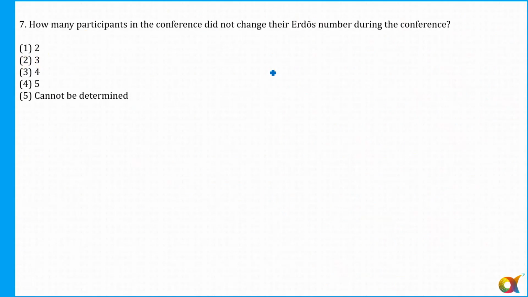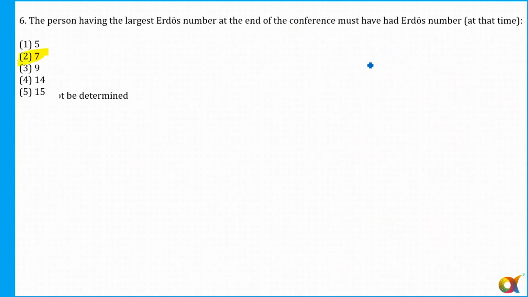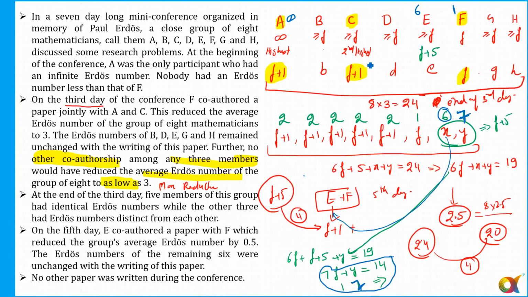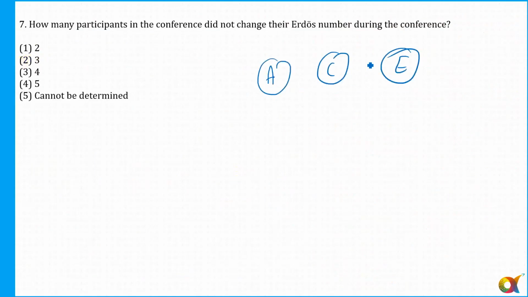You can see the IRDOS number of A had changed, the IRDOS number of C had changed, and the IRDOS number of E had changed. Only these 3 persons, because initially on the third day A and C co-authored with F, so the IRDOS number of A and C got changed. On the 5th day E worked with F, so the IRDOS number of E changed. So the IRDOS number of A, C and E changed, and therefore the remaining 5 people did not change. So the answer is option number 4, which is equal to 5.